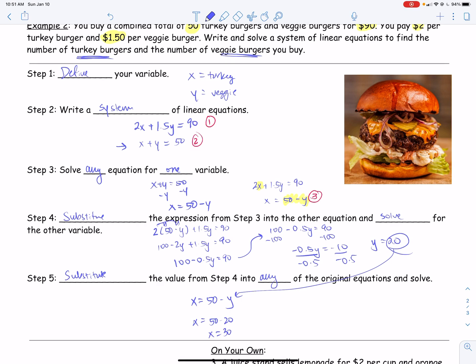Okay, but don't forget units. x is equal to 30 turkey burgers, and y is equal to 20 veggie burgers. And you can always double check your work too. You plug in 20 for y, 30 for turkey. You should get the total of 50 burgers. If you plug it into the other equation, it should cost you a total of $90 as well.